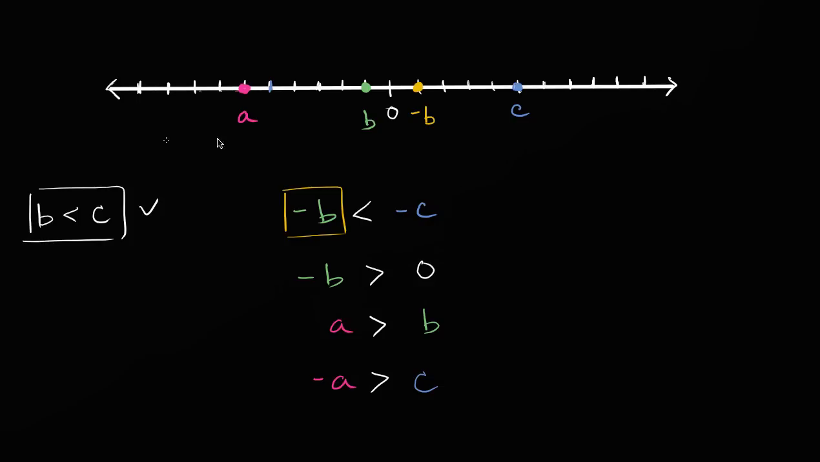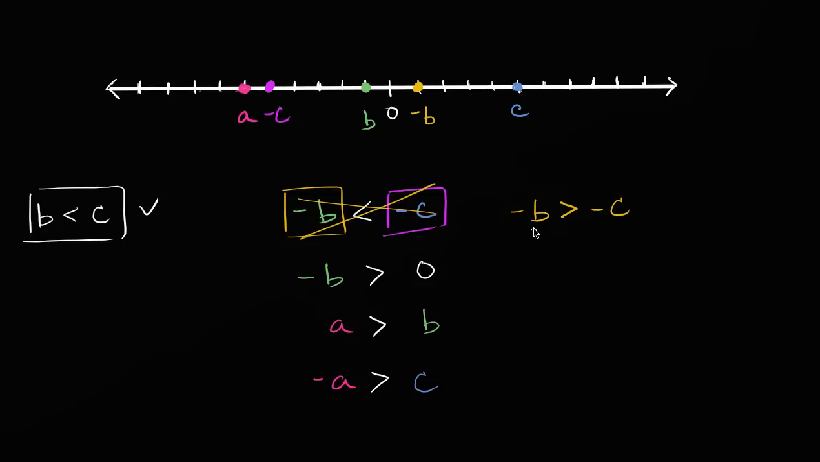And actually, let me do this in a different color. So negative c, I will do in purple. This right over here is negative c. So let's compare. Is negative b less than negative c? No, negative b is to the right of negative c on the number line. Negative b is greater than negative c. So this is not true.